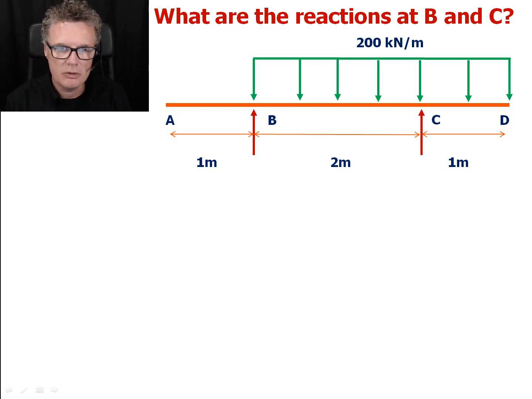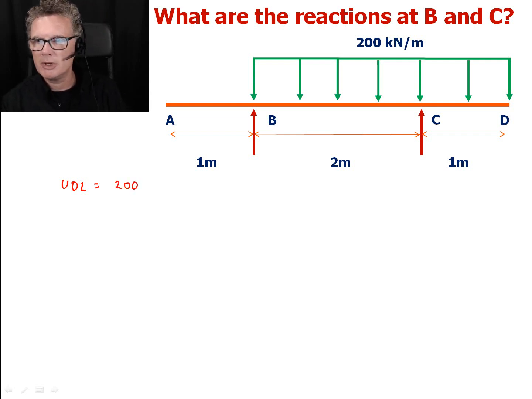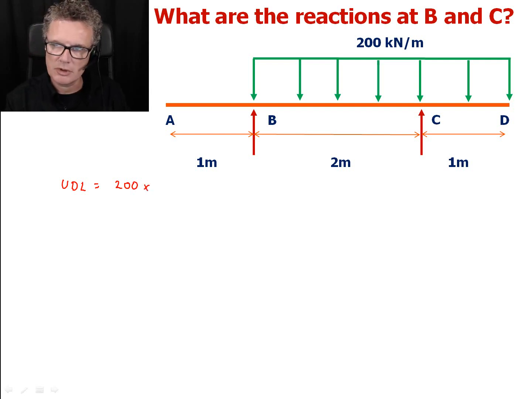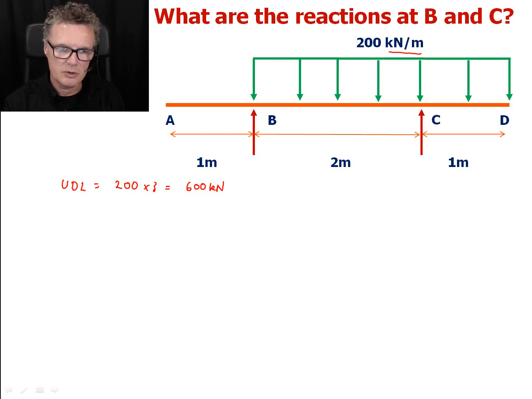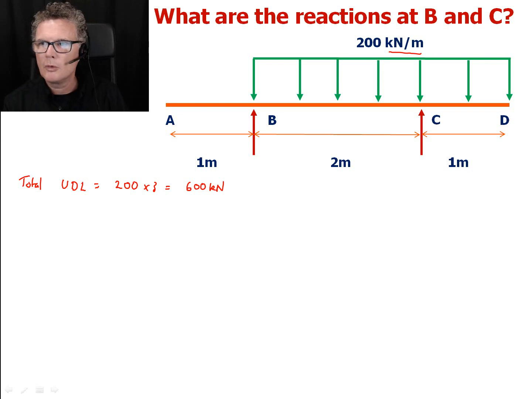Well, the first thing I want to do to find the UDL is to find out what the total UDL force is going to be. So, total UDL, it's 200 kilonewtons per meter. This is 3 meters long, so it's going to be 200 times 3, a total of 600 kilonewtons. Notice that I've gone from kilonewtons per meter to kilonewtons. So that's what the UDL total force is. Right, so we know that.